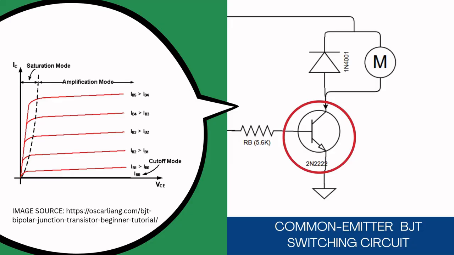In the cutoff mode, both CBJ and BEJ are reverse biased, resulting in the BJT being turned off. And in the saturation mode, both the BEJ and CBJ are forward biased, leading to the BJT acting as a closed switch, with the base current being sufficiently high to cause the collector emitter voltage to be low. The 2N222 BJT in this case acts as a switch operating in either the cutoff or the saturation region.